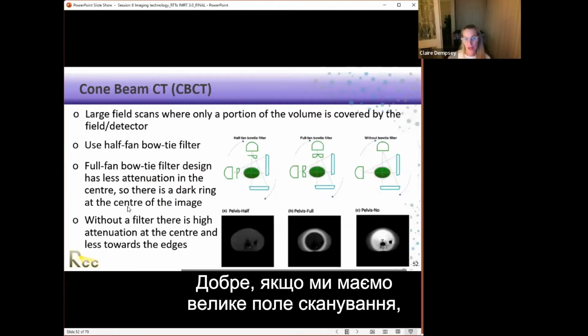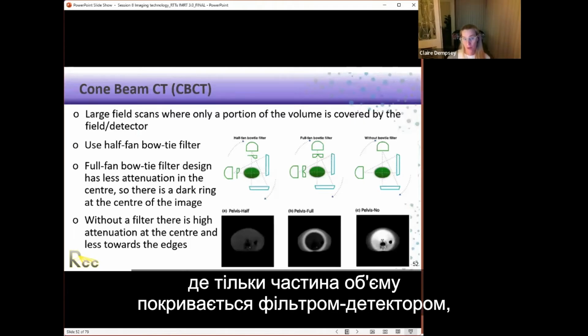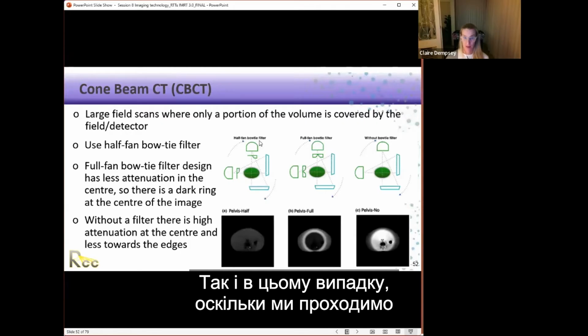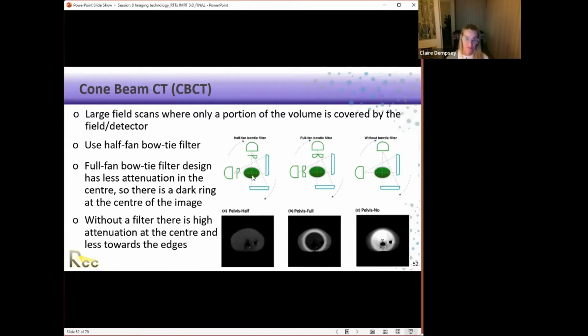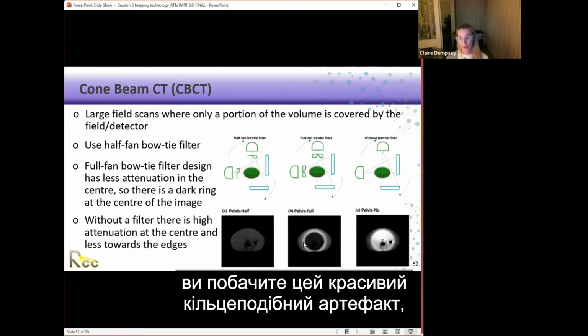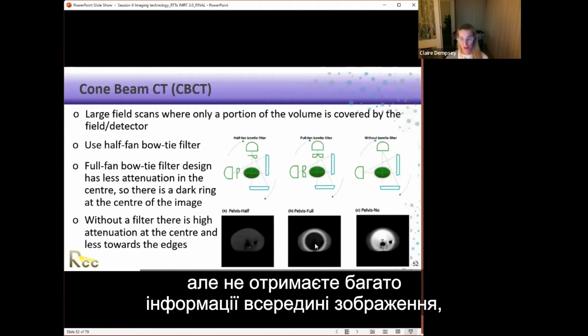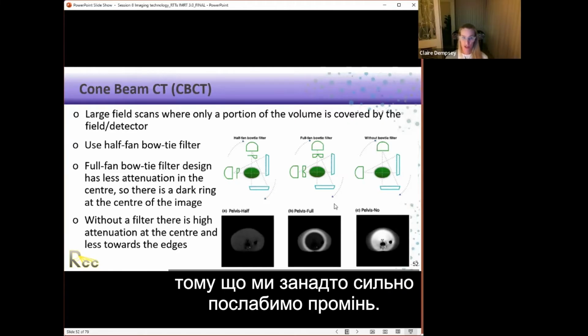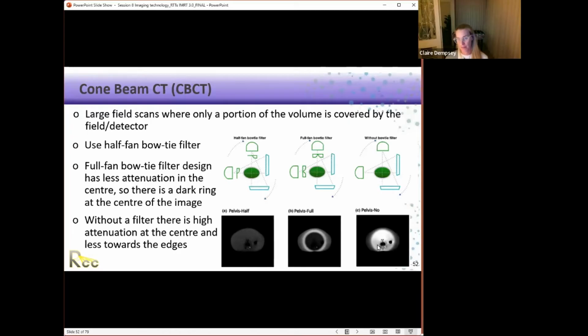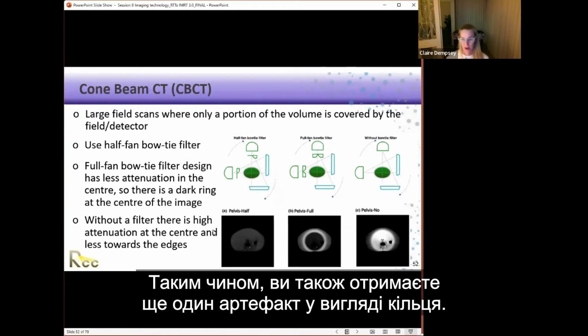Okay, if we have a large field scan, where only a portion of the volume is covered by the field detector, we use a half fan bow tie. So in this case, we're only passing through half of the patient. If we accidentally use a full fan bow tie filter, you're going to see this beautiful ring artifact and not get a lot of information inside the image because we're attenuating the beam too much. And without a filter, there's a high attenuation at the center and less towards the edges. So you'll get another ring artifact there as well.